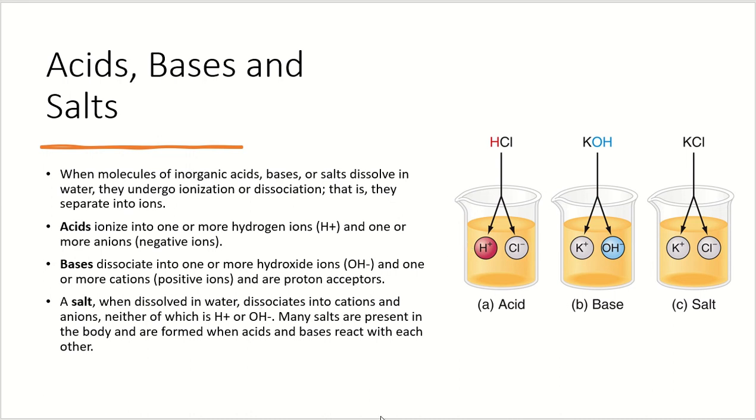A base is going to dissociate into one or more hydroxide ions, an OH, a negatively charged OH molecule, a hydroxide, and then one or more cations. These positively charged ions are going to be proton acceptors, all right? This is potassium hydroxide. This is a base. It's a very strong base.